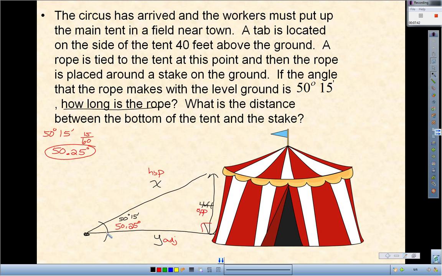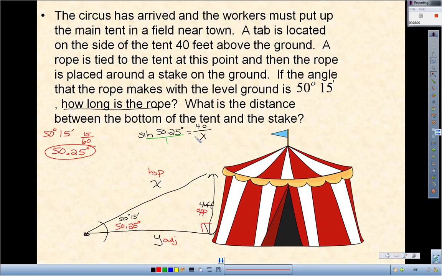So this is my angle, opposite over hypotenuse. That means I'm going to use sine. So sine of 50.25 degrees is equal to opposite, which is 40, over X. Alright, now it might look a little bit difficult to solve this for X. So what I'm going to do is put this sine of 50.25 degrees over 1. That way they're both fractions.